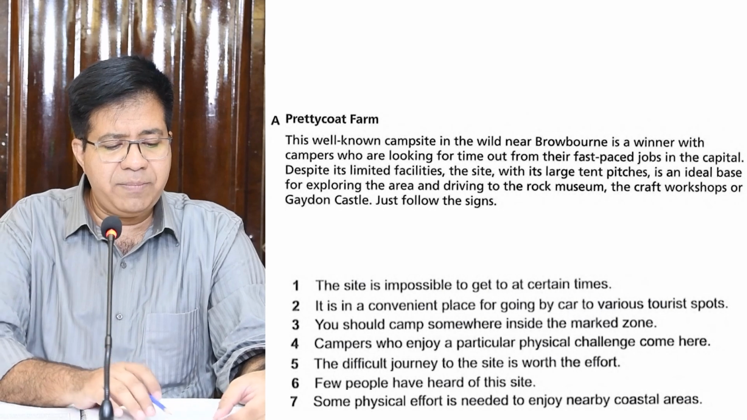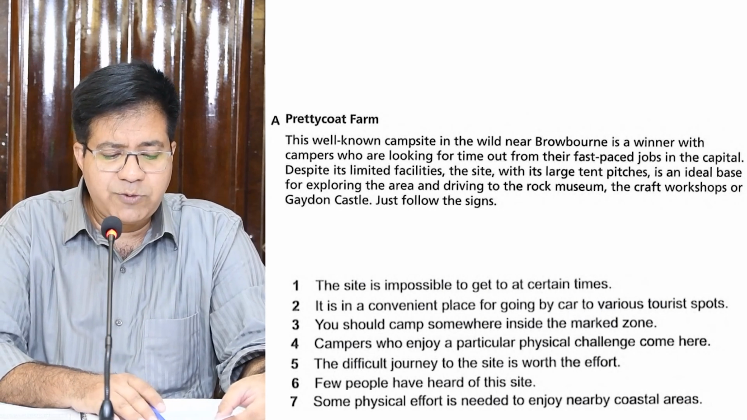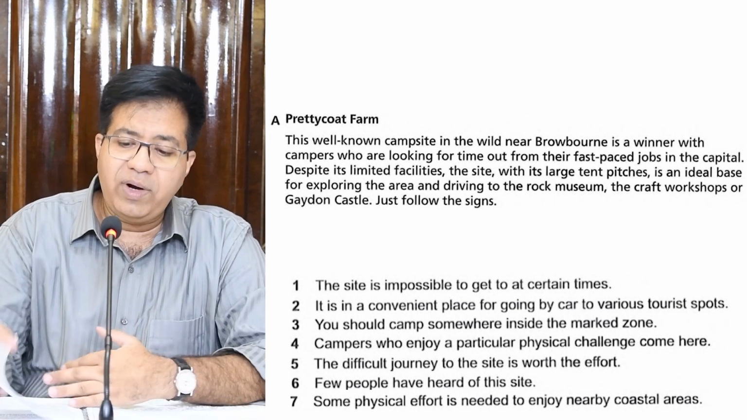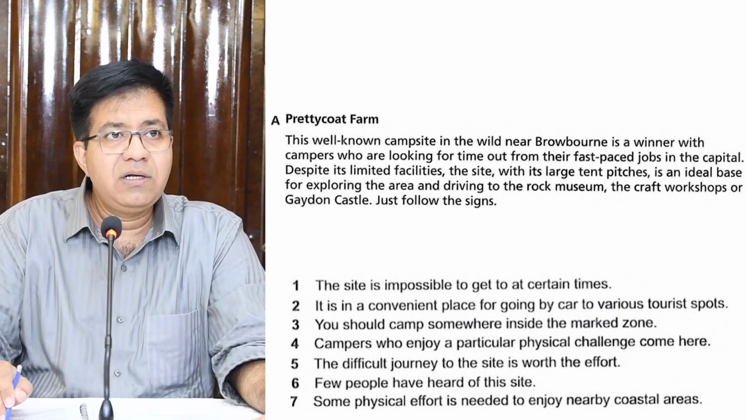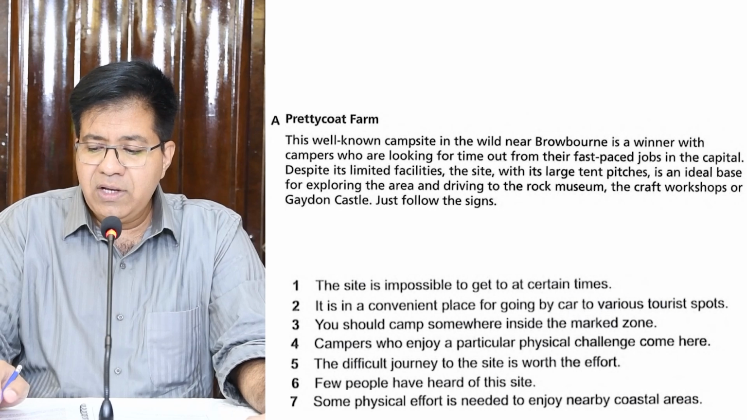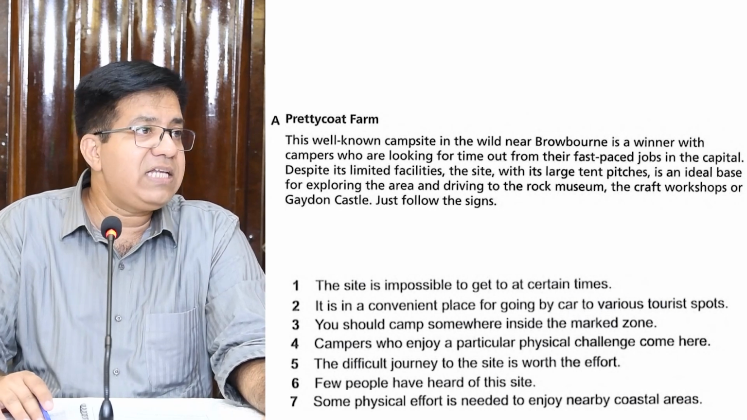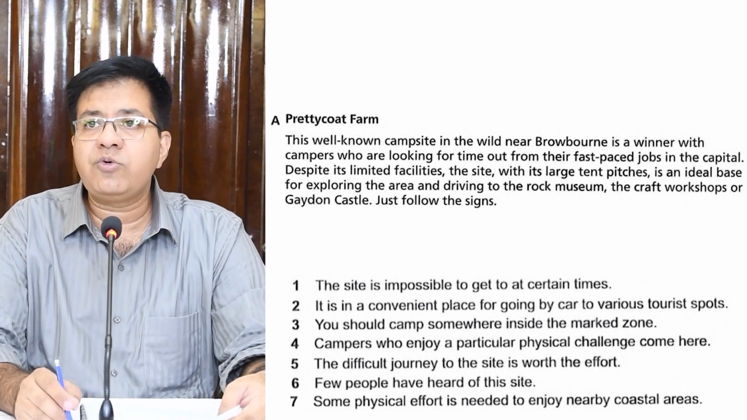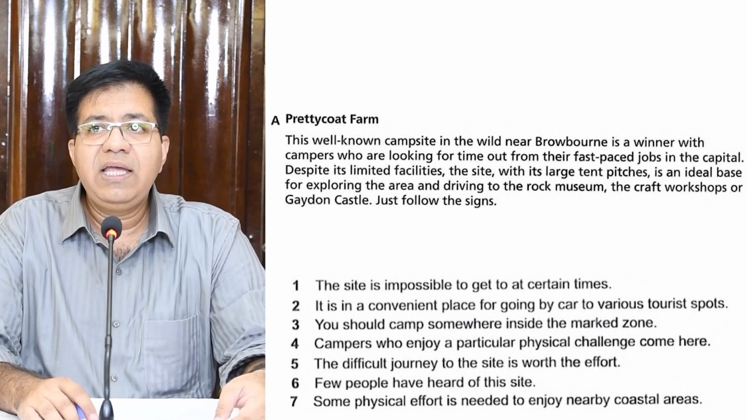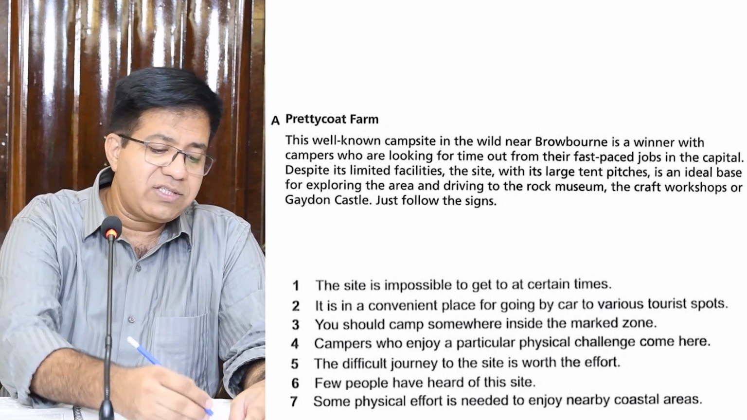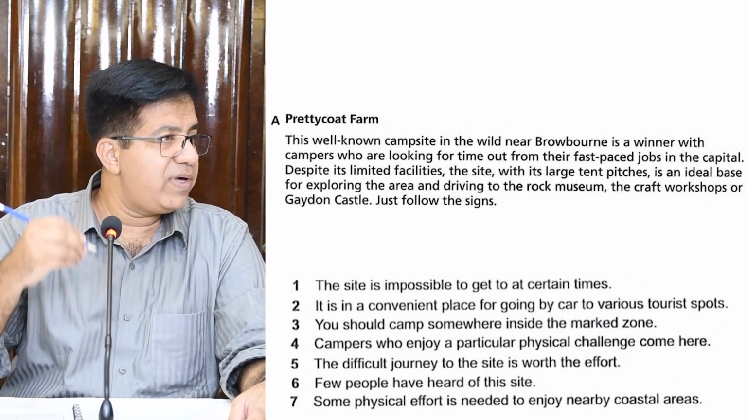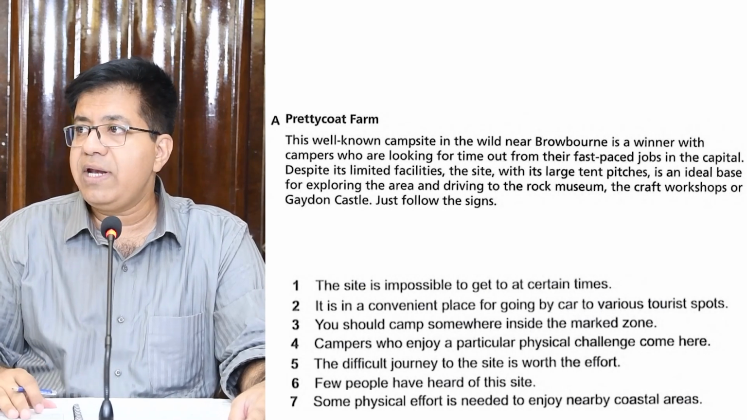So question number 2, convenient place for going by car to various tourist spots. Now what are various tourist spots? Rock Museum, craft workshops, and Gaydon Castle. These are various tourist spots. So question number 2, the correct answer is A. Okay, and you will cross number 2 so that you don't read it again. Once a question is answered, you don't need to read that again.